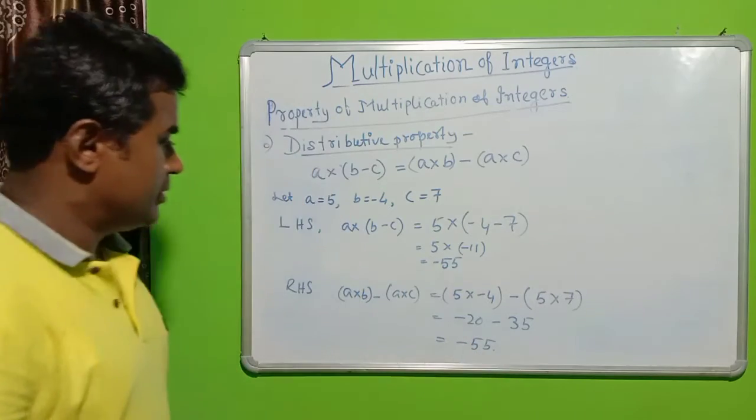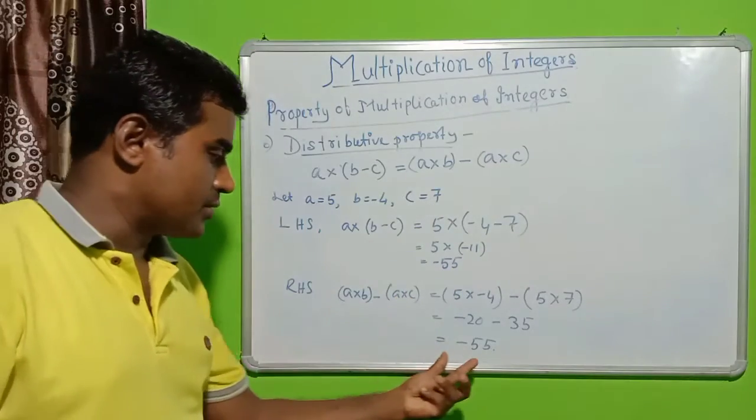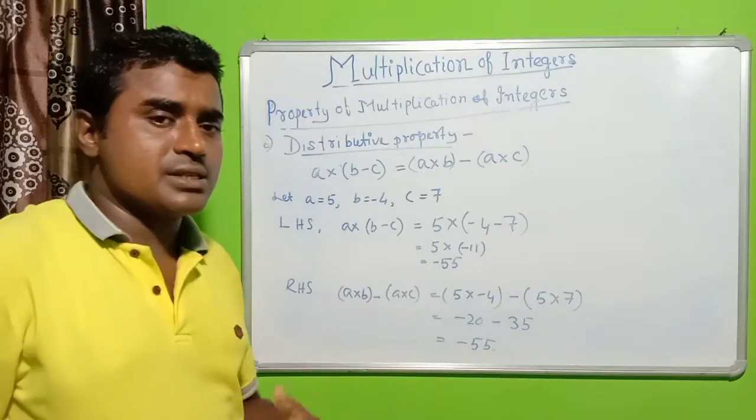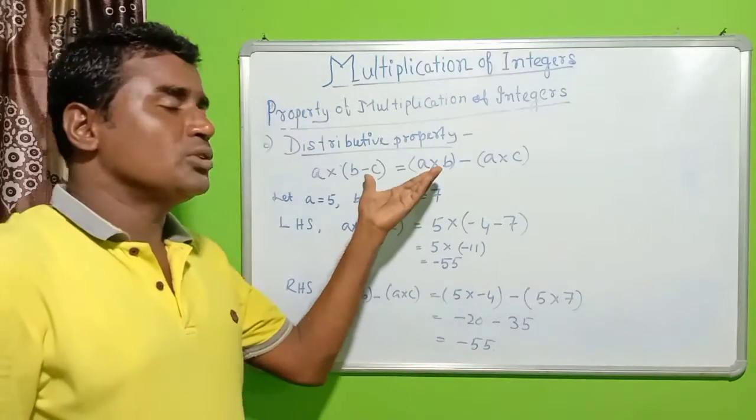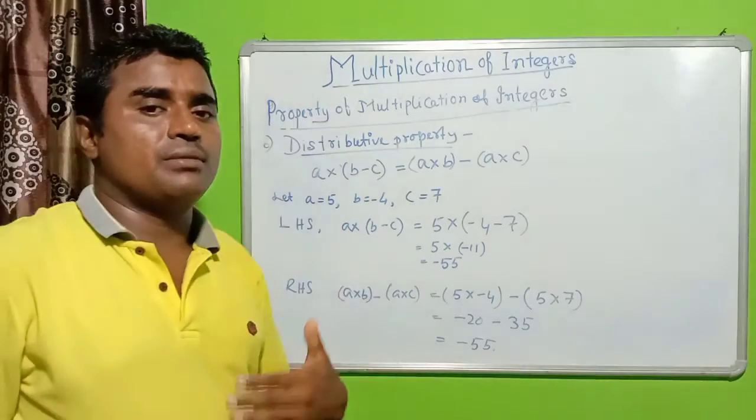Now you observe the value of the left hand side is minus 55 and the right hand side is also minus 55. This means the distributive property of multiplication over subtraction is true. So in this way we can check the distributive property of multiplication over subtraction.